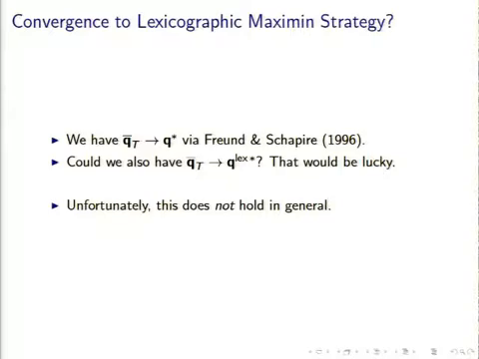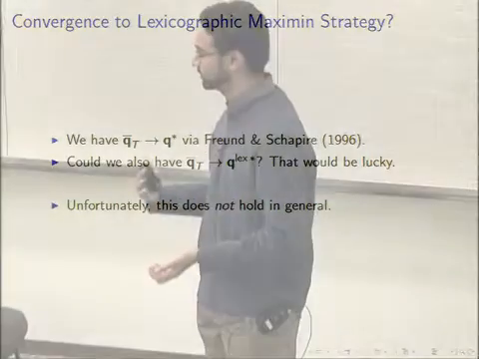Okay, so again, looking at things from the perspective of the column player, we want a lexicographic Maximin strategy for the column player. I've already shown you that the average of the column strategies generated by this no-regret algorithm, which is basically AdaBoost, converges to a Maximin strategy in the classical sense. Could it be that it also converges to a lexicographic Maximin strategy? Because that's just a special case of a classical Maximin strategy. And if that were true, then we would be really lucky and we would be done. But unfortunately, this does not hold in general.